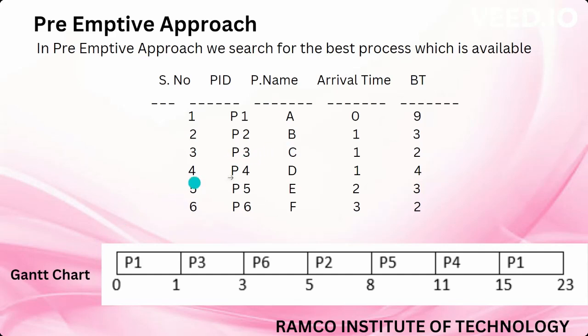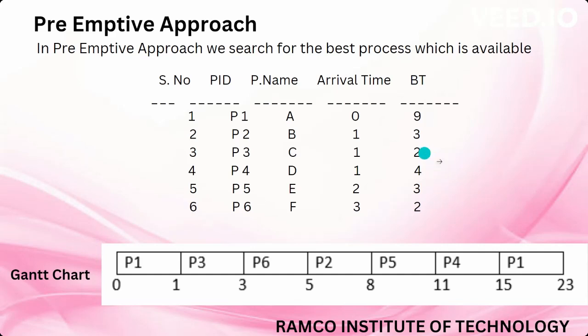Here from the table we need to draw the Gantt chart. At time 0 the process P1 arrives. So the scheduler will schedule the process P1 first for 1 unit of time. After that the scheduler checks for the process with the least burst time. From the available processes, there are two processes having the same burst time, P3 and P6. P3 and P6 are having the same burst time. It is 2 units each.